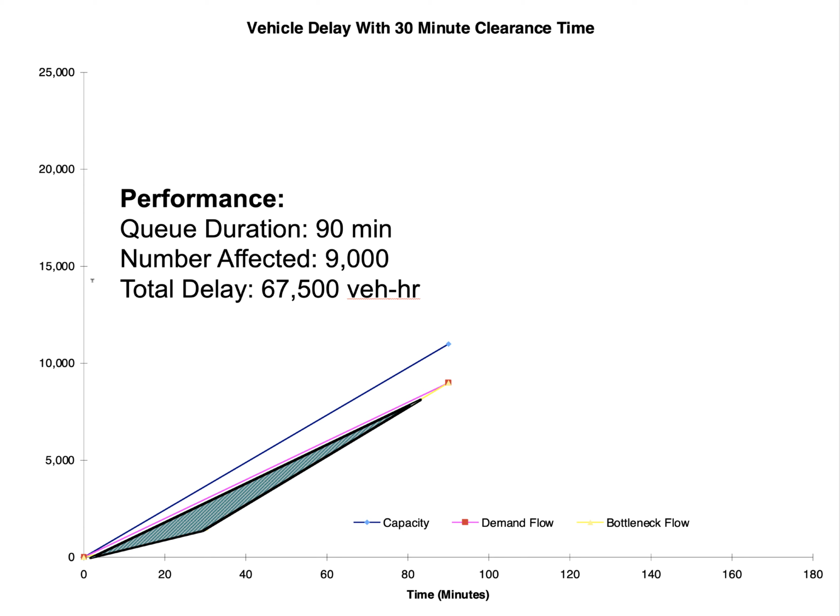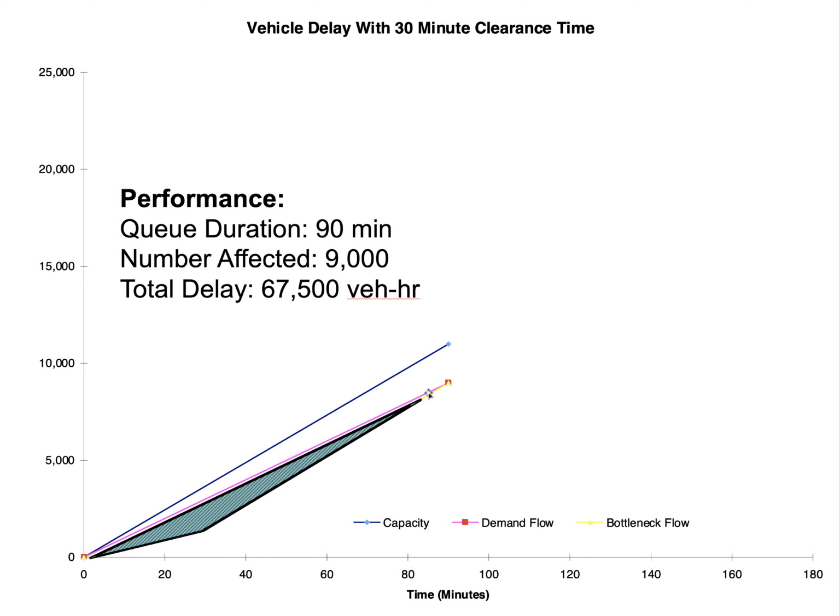You can see that the demand flow is still 6,000. The pink, the capacity flow is still 7,500. So after 30 minutes, the incident is cleared. Traffic begins to flow at the capacity flow. And basically, the incident is cleared after 90 minutes. So the queue duration is now half of what it was.